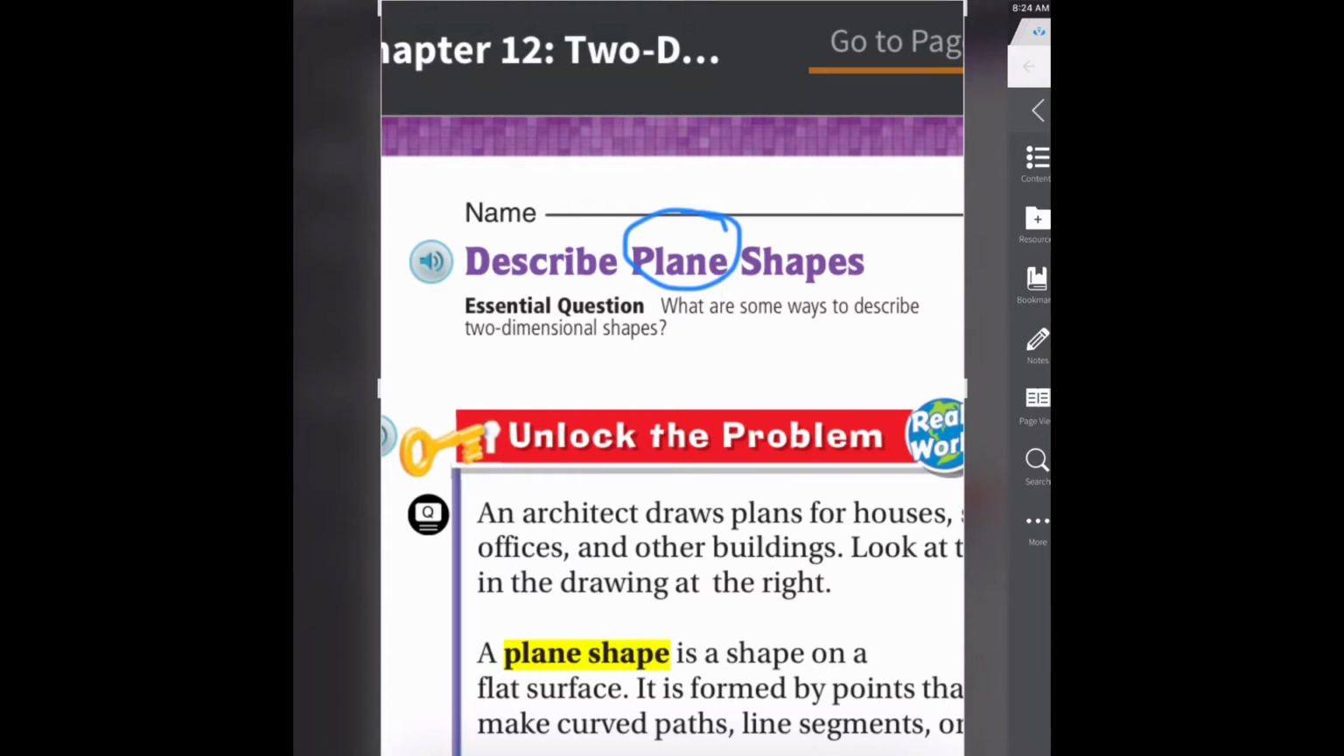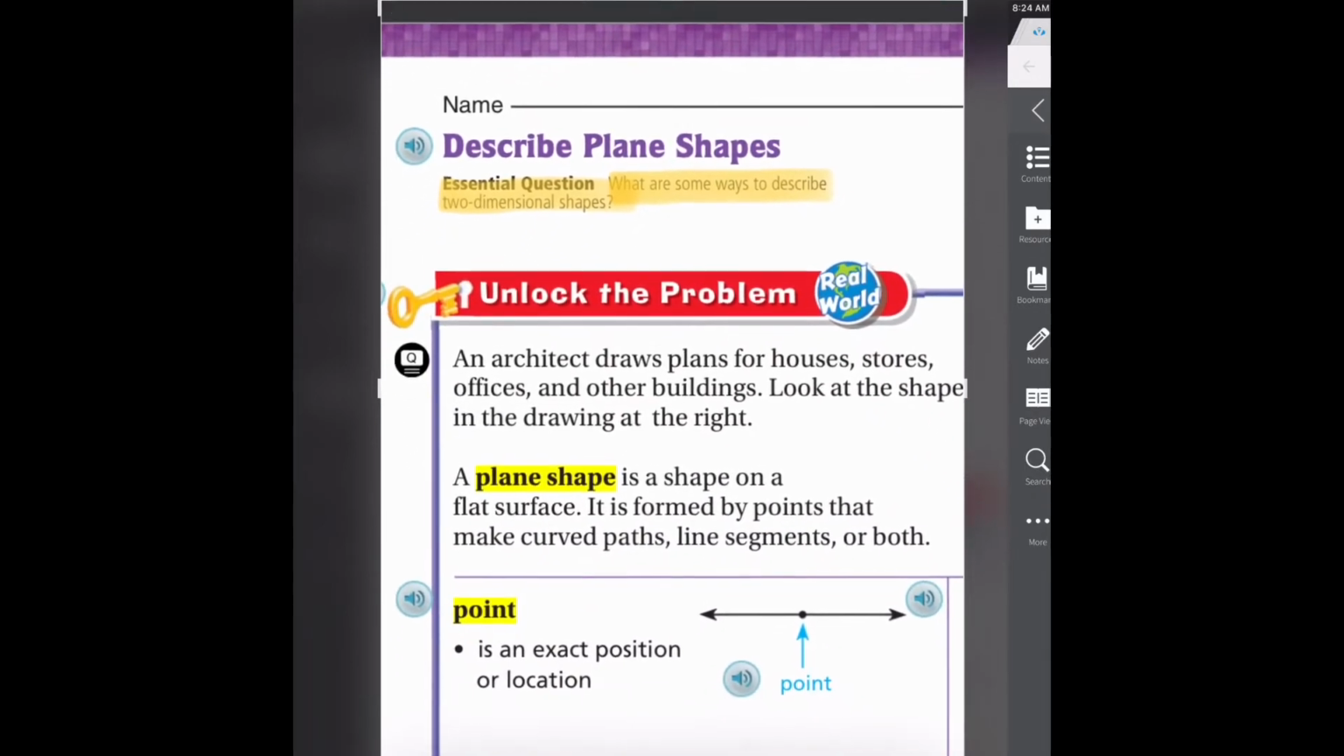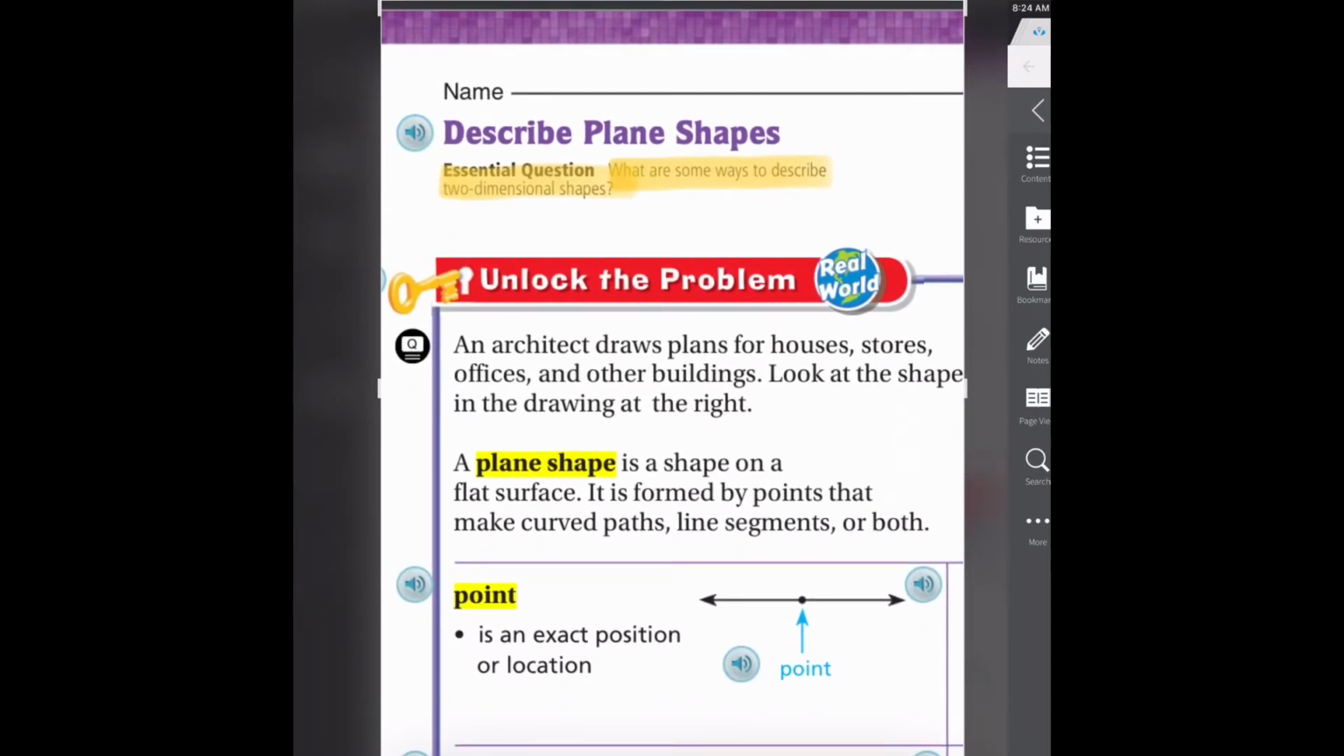Okay? So not three-dimensional. And our essential question today: what are some ways to describe two-dimensional shapes? So let's check out Unlock the Problem and see what they tell us here.